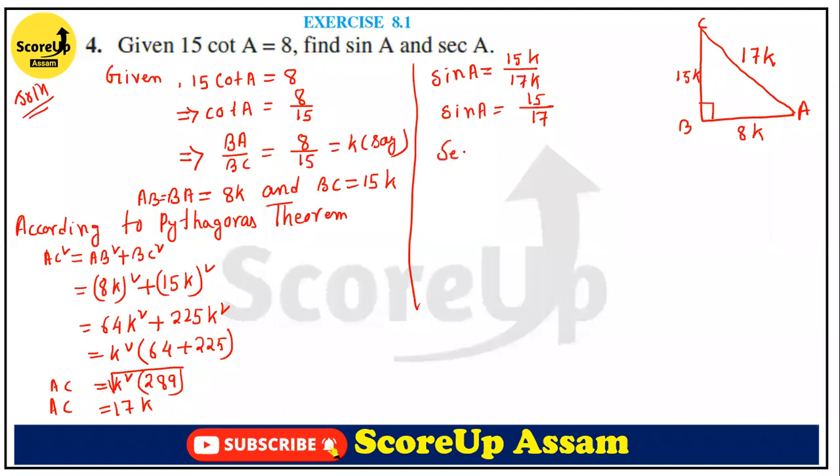So now sec A. Sec means the reciprocal of cos A, and cos A means what? B by H. That means sec will be H by B, hypotenuse by base. Now what is our hypotenuse? It is 17K, right? And base is 8K. That means sec A is equal to 17 by 8. Is it clear to everyone?